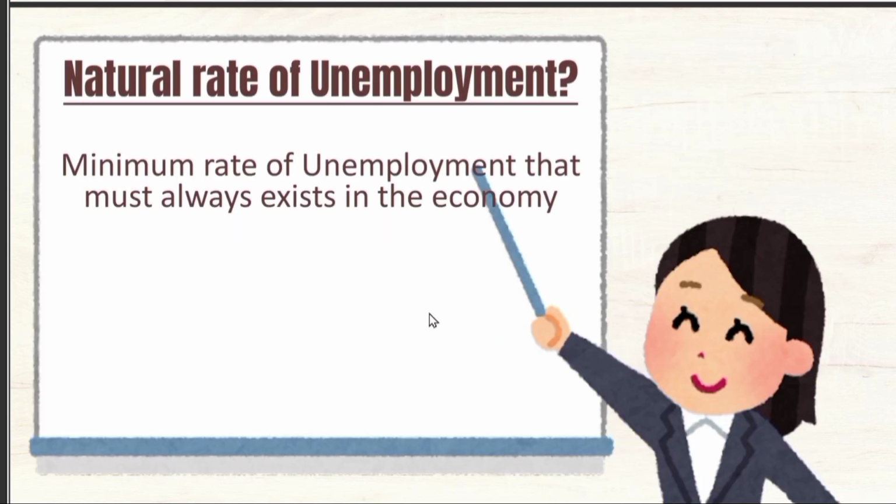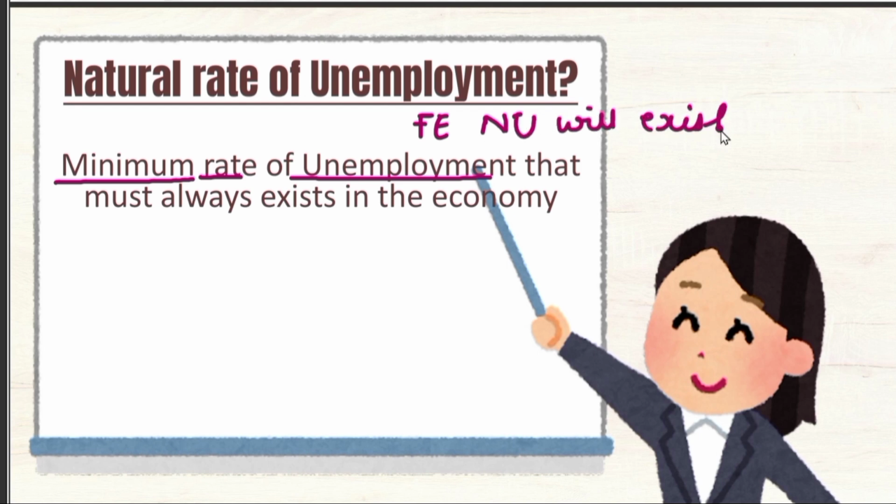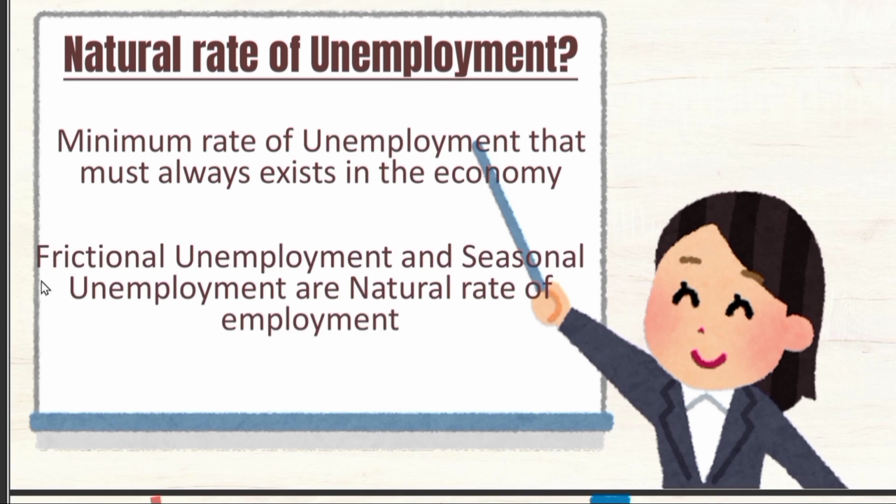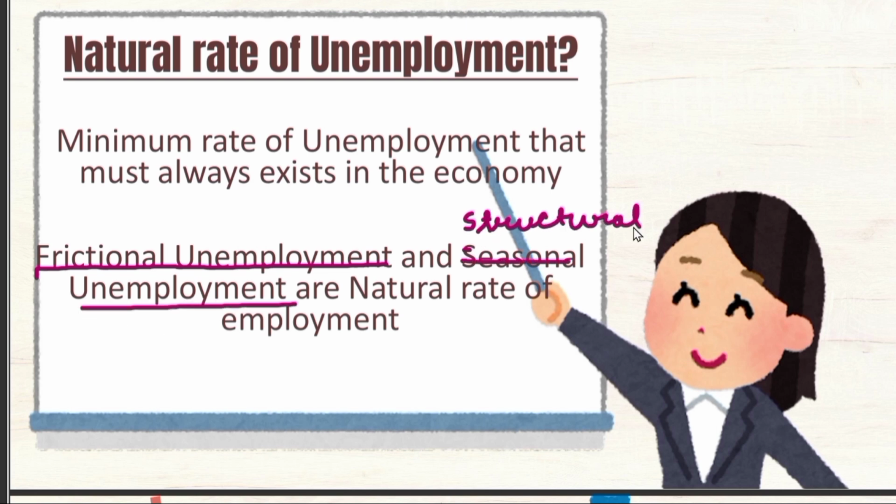So as I answered your second question, now let's move to the first question, that is what is natural rate of unemployment. As per the meaning of it, it is the minimum rate of unemployment that must always exist in the economy. Now in the above slide, as I said, in the situation of full employment also, some natural unemployment will exist.